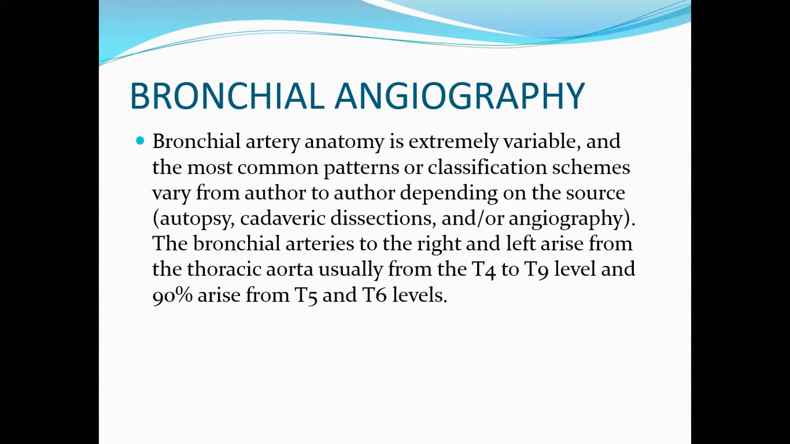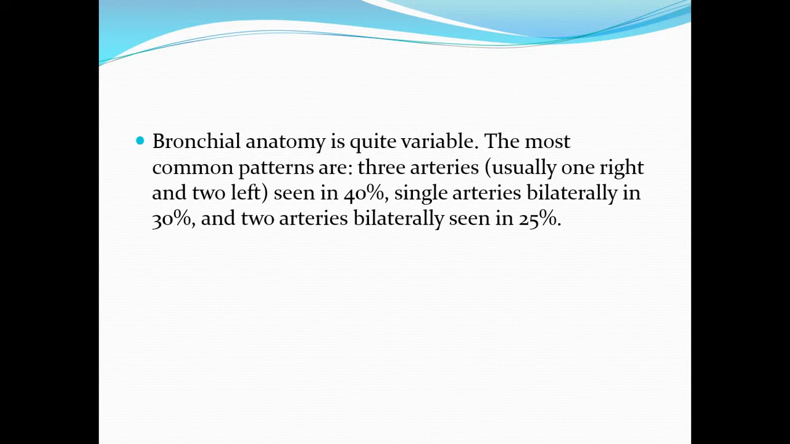Bronchial angiography. Bronchial artery anatomy is extremely valuable. Most common patterns or classification schemes vary from author to author depending on the source, whether it's autopsy, cadaveric dissection, or angiography. The bronchial arteries to the left and right arise from the thoracic aorta, usually from T4 to T9, but about 90% arise from T5 to T6 levels. The bronchial anatomy is quite variable.